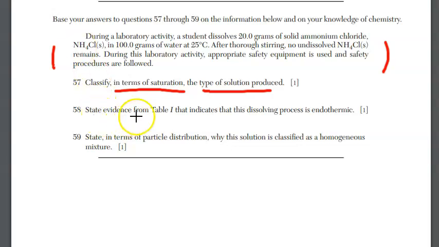For 58, we're going to go back to the reference tables. We have to go to reference table I, and we have to figure out the piece of evidence that tells us that this dissolving process is endothermic. Now, endothermic, you should already know this, right? It means that you have this dissolving process that is grabbing energy from the surroundings. We have to find ammonium chloride and water in reference table I and figure out how we know it's endothermic.